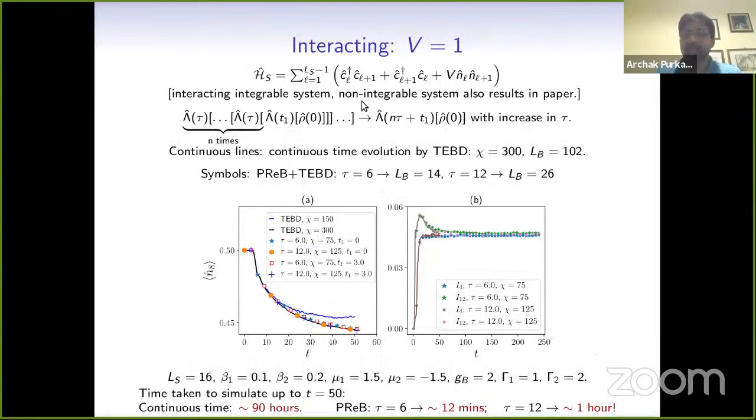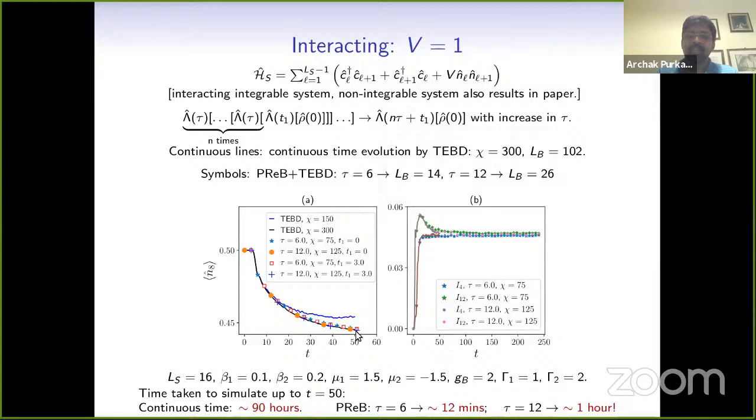Now let's go to the actual challenging problem, which is the interacting case with v equals 1. Now everything is 1 again. There is no small parameter. For experts, this is an interacting integrable system. If you want results for non-integrable interacting systems, that's also there in the paper. So again, we want to check this statement. We do a continuous time evolution, that is the right hand side, with a large enough value of chi, like 300, and we could do it only up to a time of 50, which required a bath size of 102, so that there are no finite bath size effects. Then we have this refreshing idea with tau equals 6 and tau equals 12. These are again the results: occupation at some site; I could have plotted any other system observable also.